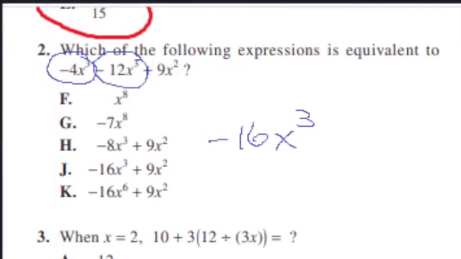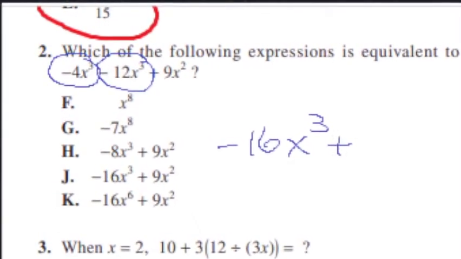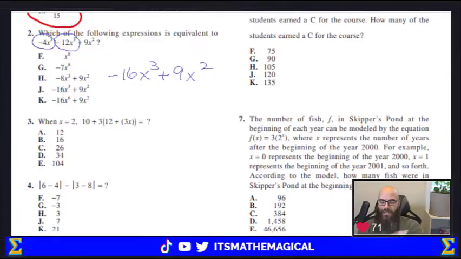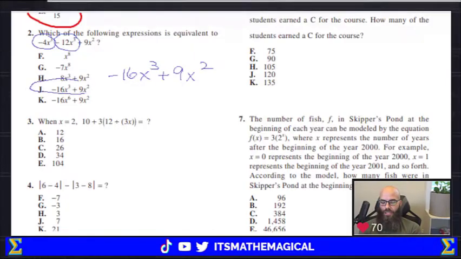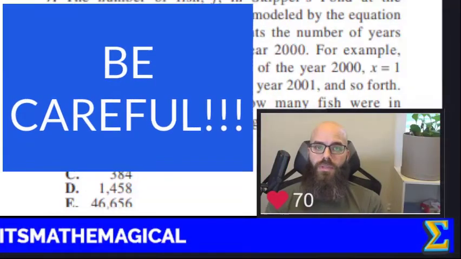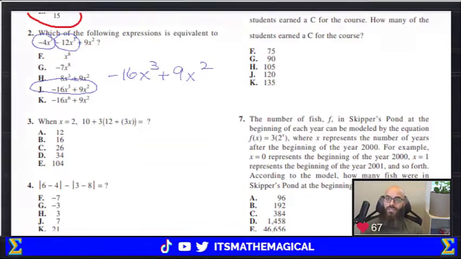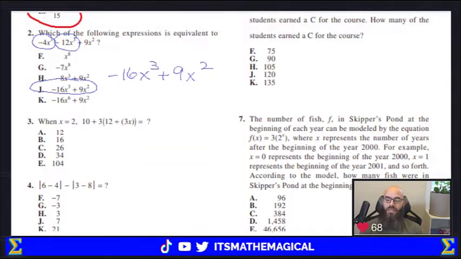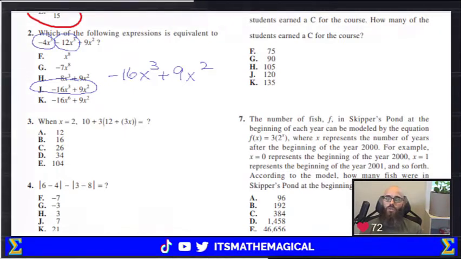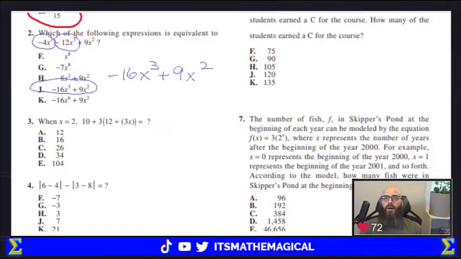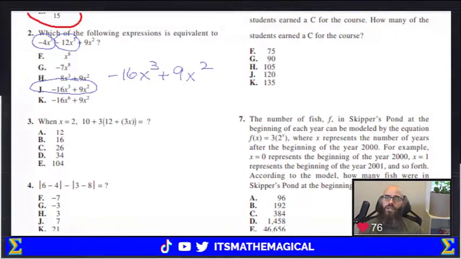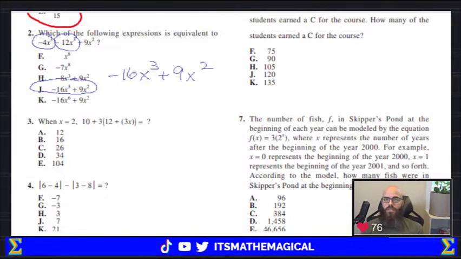There's nothing to combine with that plus 9x squared. So we're just going to keep that written plus 9x squared. And that's going to be letter J. All right, so do be very careful. Look at the choices here. Letter K has negative 16x to the 6th plus 9x squared, and that is indeed not correct. You do not add the exponents together when you're combining like terms. So do make sure you know your algebraic properties. I can make videos regarding rules of exponents and combining like terms and things like that if I need.